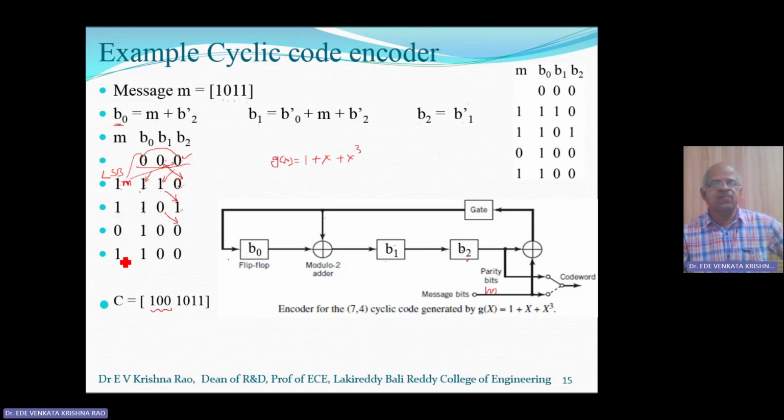And the next, fourth bit is 1. So M plus B2 dash is 1 plus 0, which is 1. And B1 is 1 plus B0 dash plus B2 dash, 1 plus 1 plus 0, which is 0. This 0 is shifted here. So ultimately after 4 shifts, B0 is 1, B1 is 0, B2 is 0, which are the parity bits. After shifting these 4 message bits to the output, next B2 is taken out, then B1, then B0. That is the code word. So 1001011 is the code word. So we can generate the code word using the generator polynomial through the encoder. Thank you.